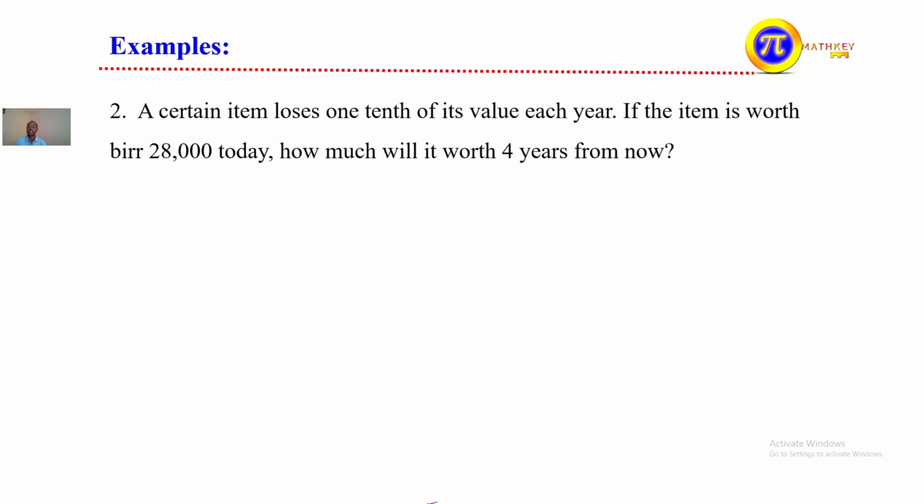A certain item loses 1/10 of its value each year. If the item is worth 28,000 birr today, how much will it be worth 4 years from now? Since it loses one tenth each year, what is the price it will have for the coming 4 years? Is this geometric or arithmetic? Since it loses one tenth each time, it is geometric.